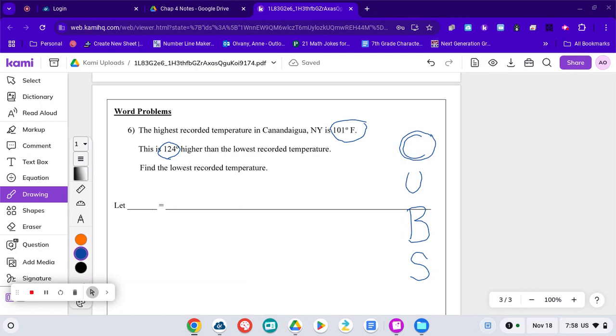All right, so now we have circled our two numbers. We're going to underline the question. The question is usually after the word find, how many, or how much. And so here's our find. Find the lowest recorded temperature. And that leads us exactly to our let statement. Let x equal lowest recorded temperature.